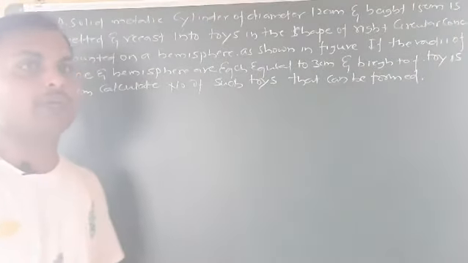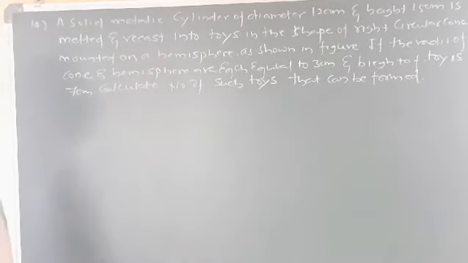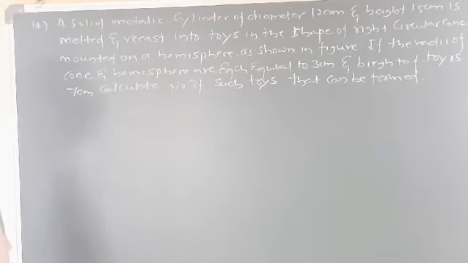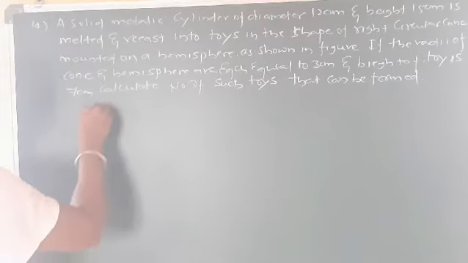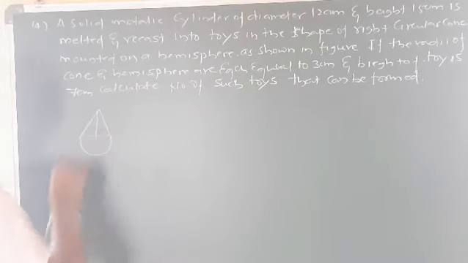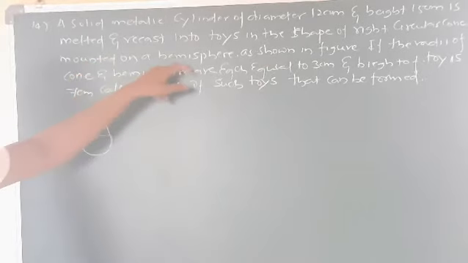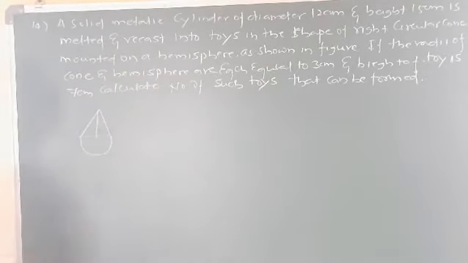Well students, now we have the next problem. A solid metallic cylinder of diameter 12 centimeter and height 15 centimeter is melted and recast into toys in the shape of a right circular cone mounted on a hemisphere, as shown in the figure. They have given the figure, with the right circular cone mounted on the hemisphere, and the heights and everything.